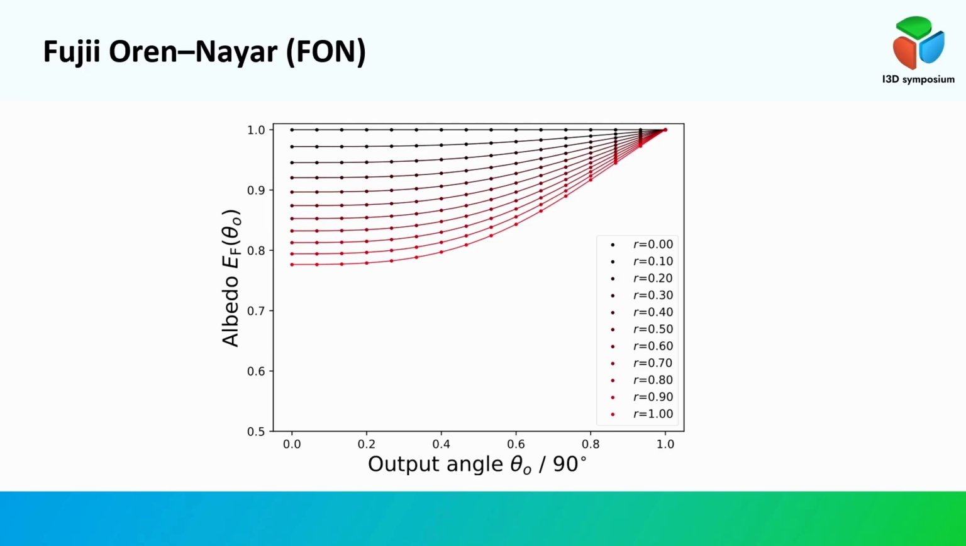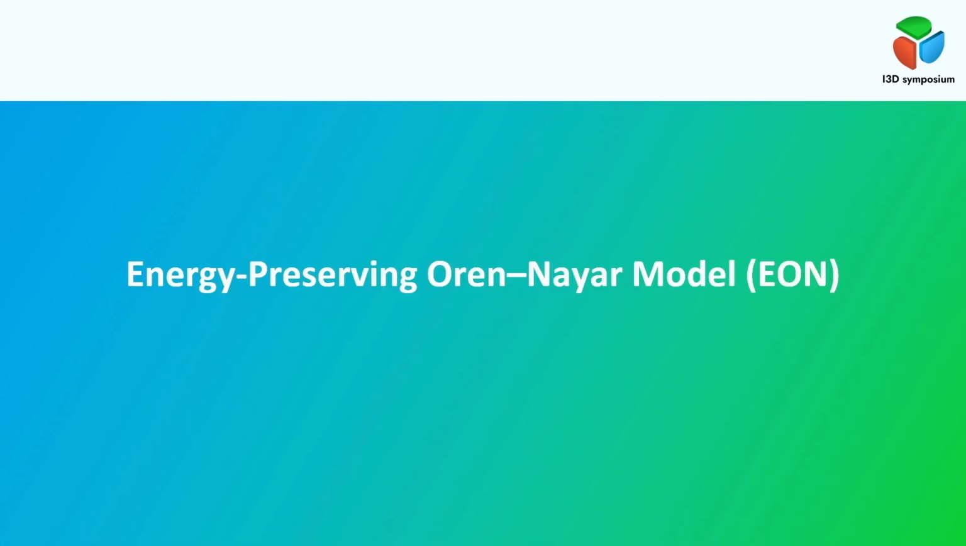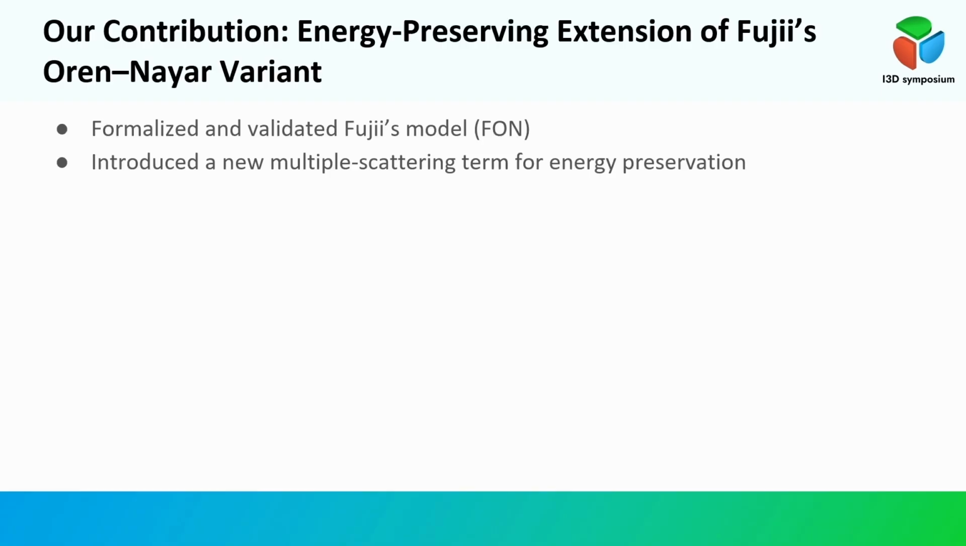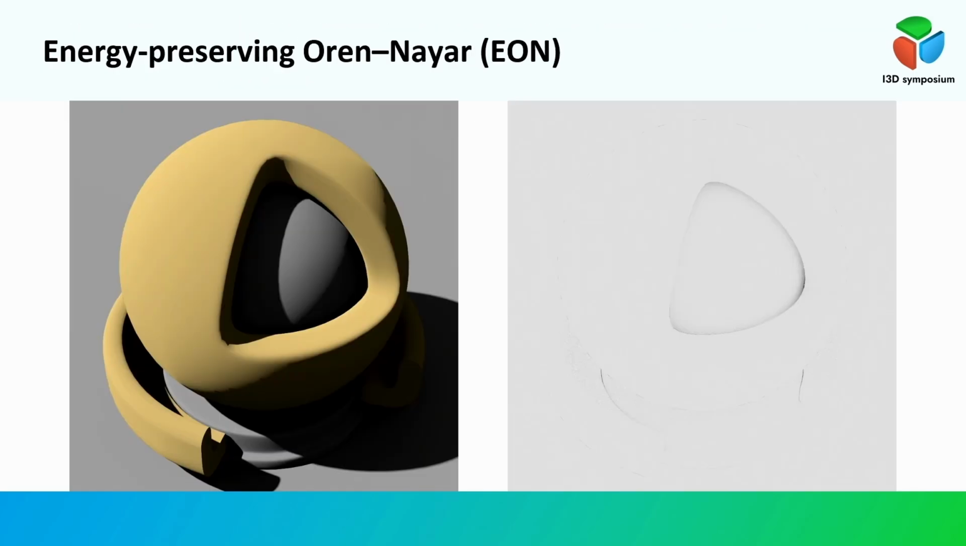And so that leads us to our new BRDF, which we call the Energy Preserving Oren-Nayar model, or EON. Basically, we formalized and validated Fuji's model, and we introduced a new multiple scattering component to preserve energy. Here's what ours looks like. It's a little brighter, and in the white furnace, it's perfectly passing. It just blends into the background. Mathematically, this is preserving and conserving energy, no energy lost or gained.